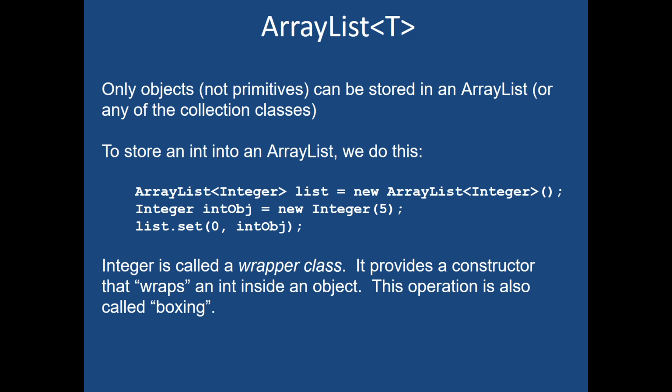Now, we talked about the fine print last time, and I'll talk about it again. The only thing you can store in an array list or a linked list or a hash set or any of these collection classes, you can only store objects. You can't store primitive values. So you can't store ints. You can't store chars. You can't store booleans.